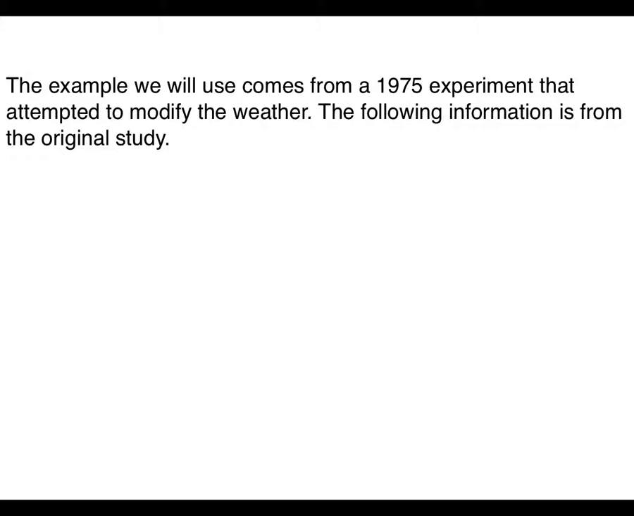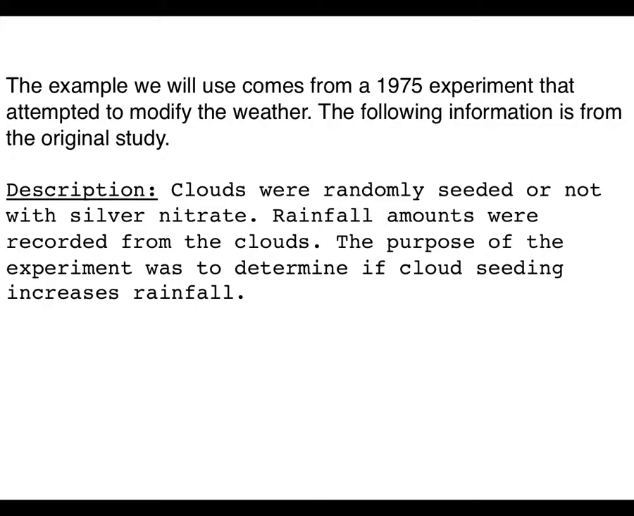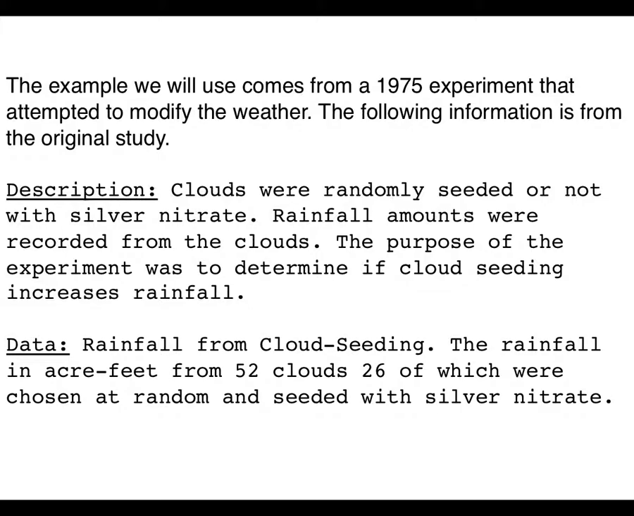Okay, I think it's best if we just do an example. This is the one that you guys have on page 11. It says, the example we will use comes from a 1975 experiment that attempted to modify the weather. The following information is from the original study. Clouds were randomly seeded or not with silver nitrate. Rainfall amounts were recorded from the clouds. The purpose of the experiment was to determine if cloud seeding increases rainfall.